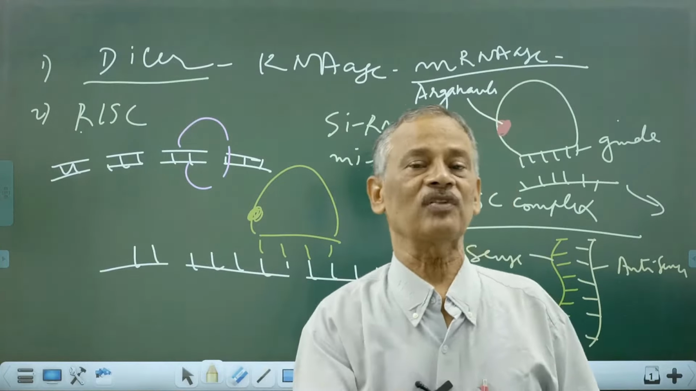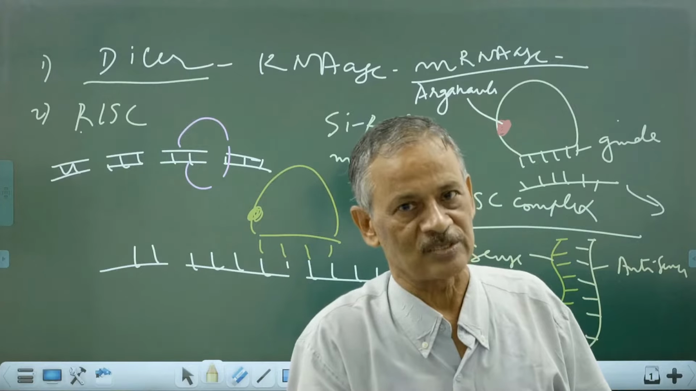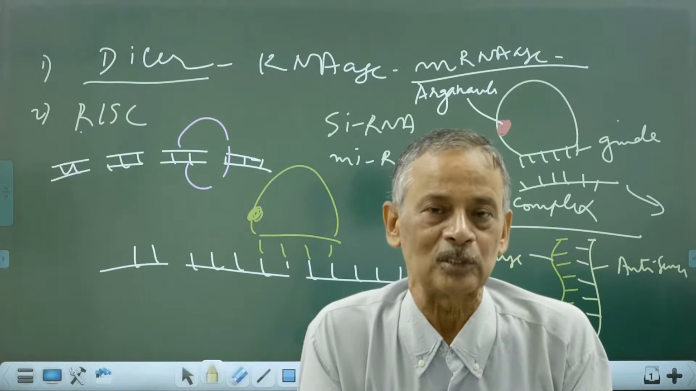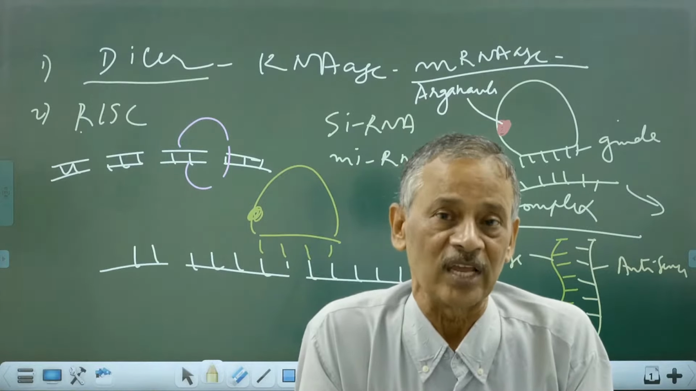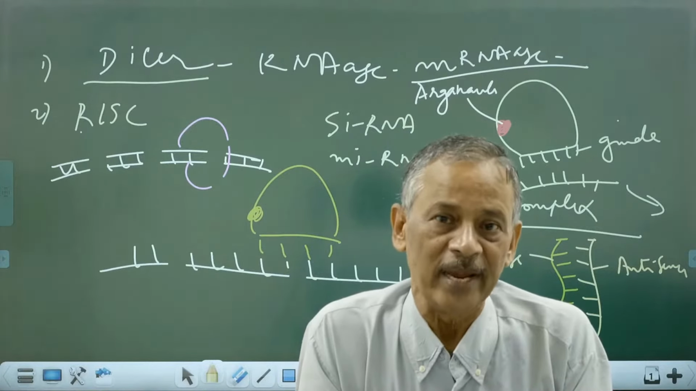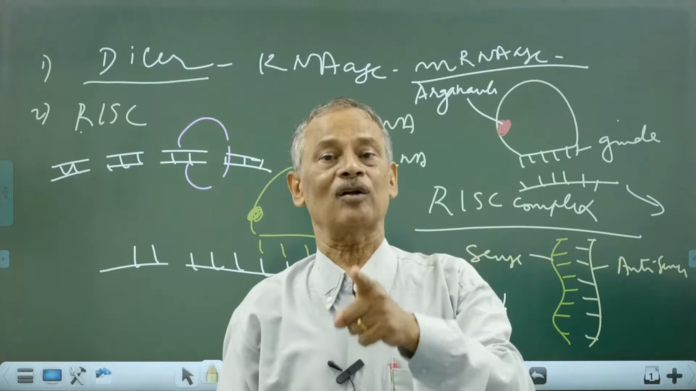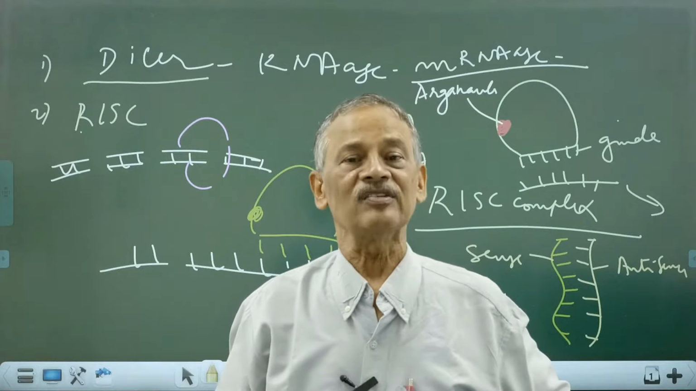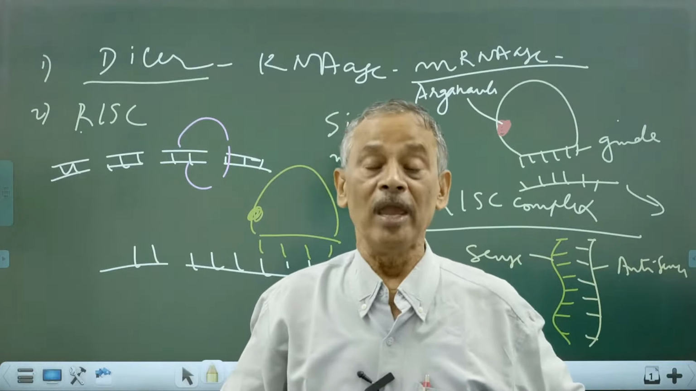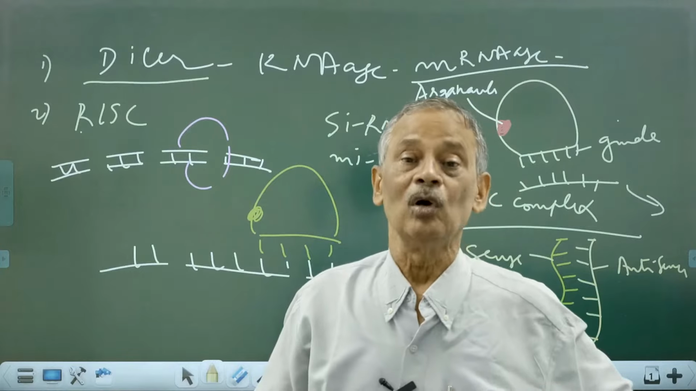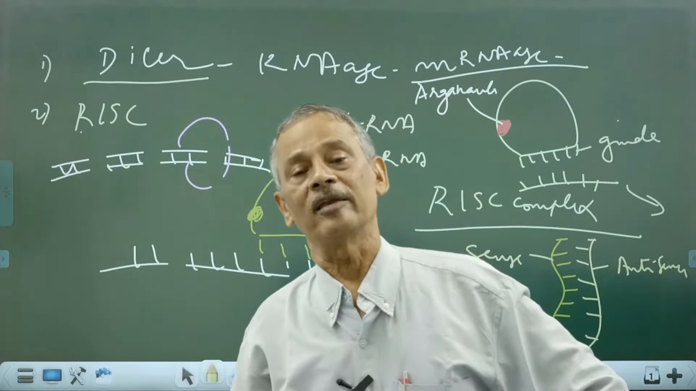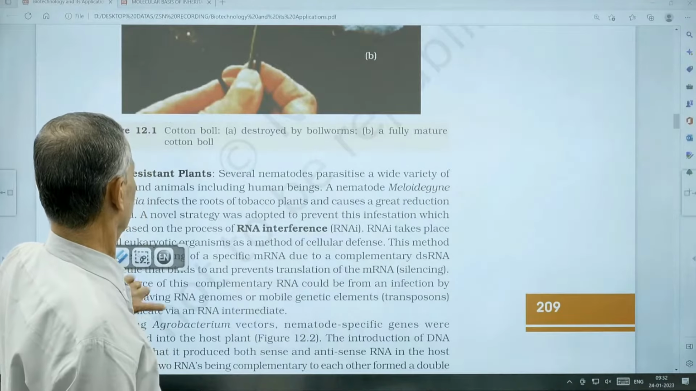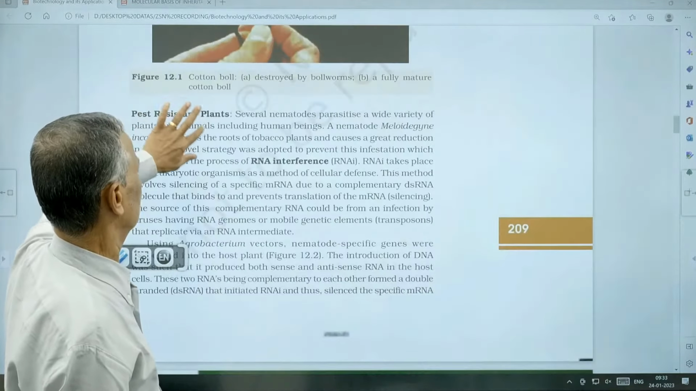That expression of the character is suppressed. So no enzyme is produced, and without the enzyme, the nematode cannot become a parasite. Thus, the plants are made resistant to the attack of parasites. Is that clear? So that is yet another type of making plants resistant to the attack of pests and parasites. Okay.